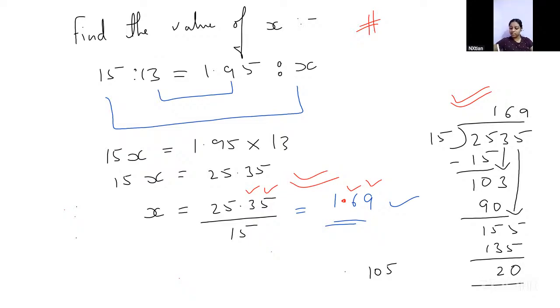I'm clearing the screen right now, and you have to find out the value of 2 is to 3 equals 2.5 is to x.